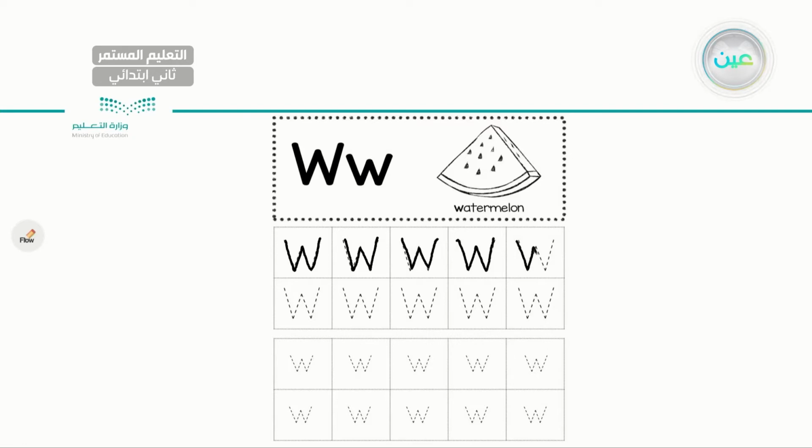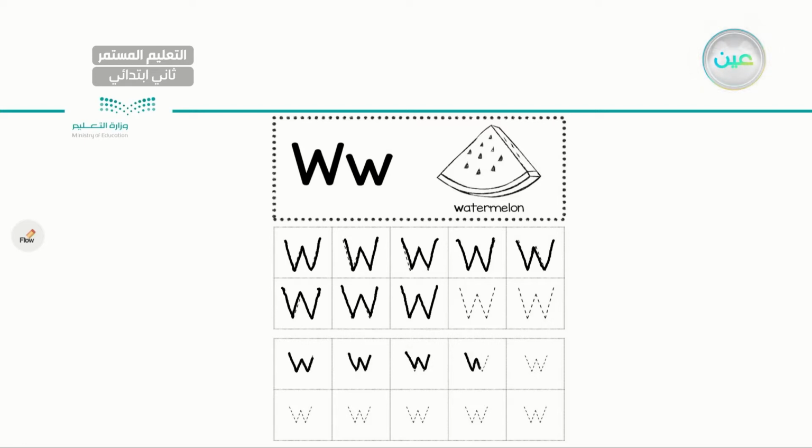Word. World. Watermelon. Very good, my dear student. So I have capital W. Very good. Now, let's go ahead and trace small w. Same shape, different size.